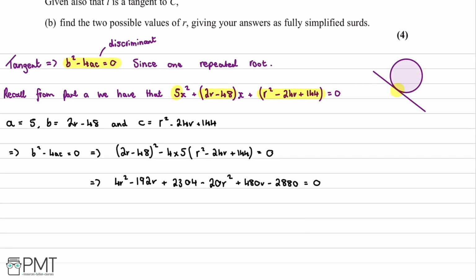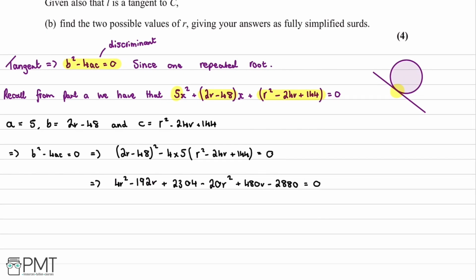So we're now going to simplify things a little bit further by collecting our like terms. So we have 4r squared minus 20r squared, which is negative 16r squared. And then for the r terms, we have 192, so we can see we have that here, and 480. So we have 480 minus 192, which leaves us with positive 288r. And then for the constant terms, this leaves us with 576 here. And that's all still equal to 0.